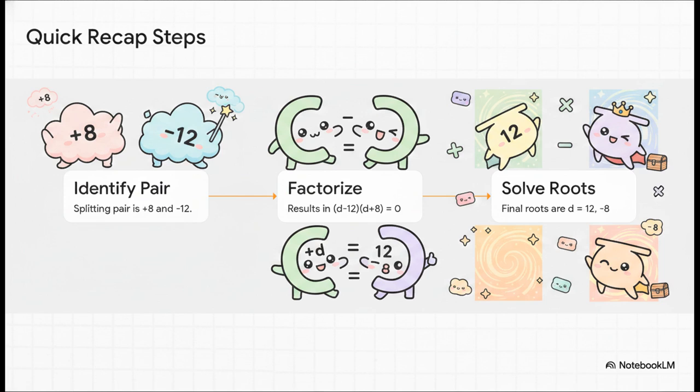Step 2, since the d squared coefficient was 1, you just drop those numbers straight into your factorized brackets. (d - 12)(d + 8) = 0. Step 3, solve for your final roots by just flipping the signs inside those brackets. -12 becomes +12, +8 becomes -8. Once you master the foundation, this shortcut is a total game changer.